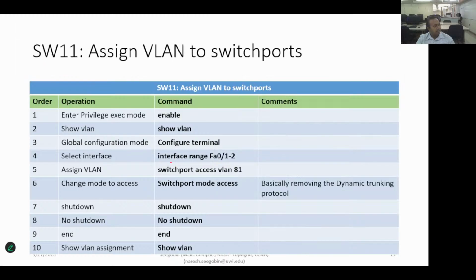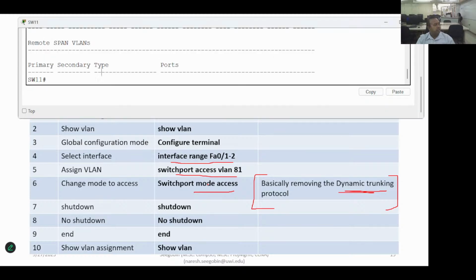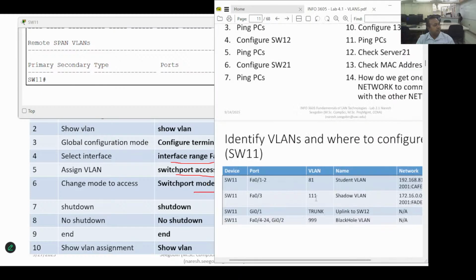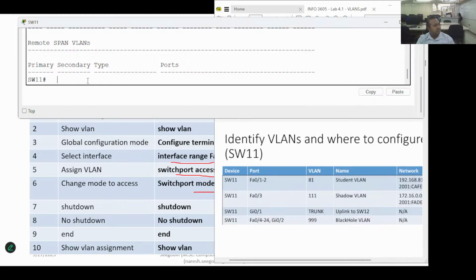Some things you're going to see: interface range, switchport access VLAN 1, switchport mode access. This is removing something called dynamic trunking protocol, DTP. Shutdown, no shutdown, you don't have to, but do it just to clear the MAC addresses and reset the interfaces. Then you bring it back up, show VLAN, and you'll see it. So I can come back here and go back to these notes to see the commands.